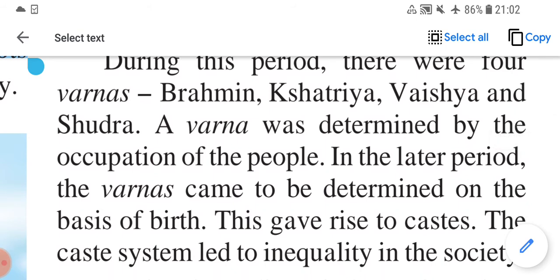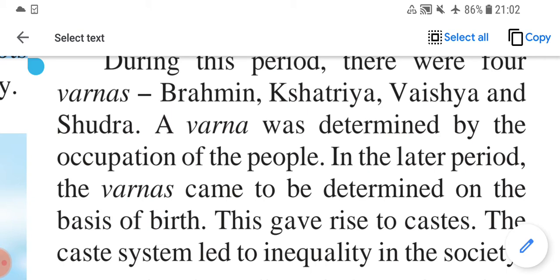During this period there were four varnas: the Brahmins, Kshatriyas, Vaishyas and Shudras. A varna was determined by the occupation of the people, that is, the work they were doing, and that is how they were recognized.